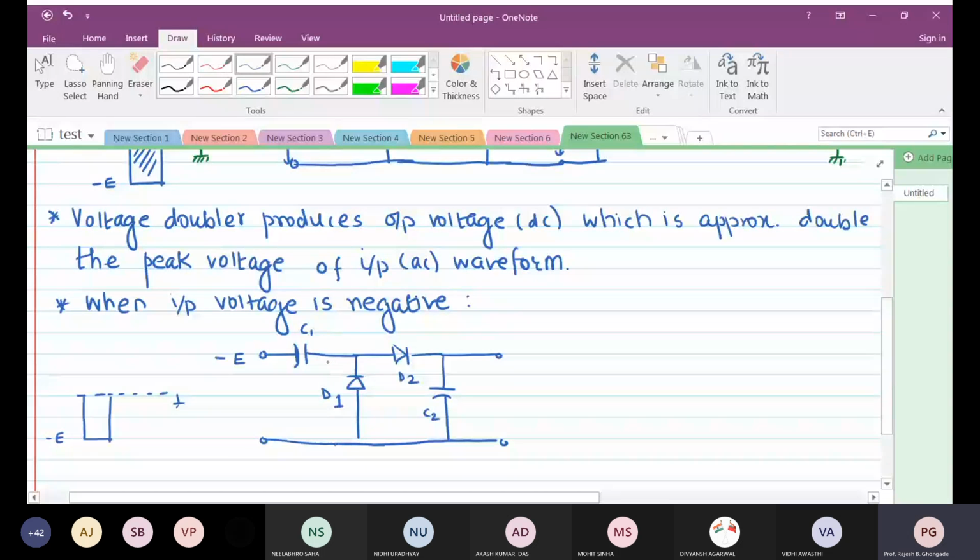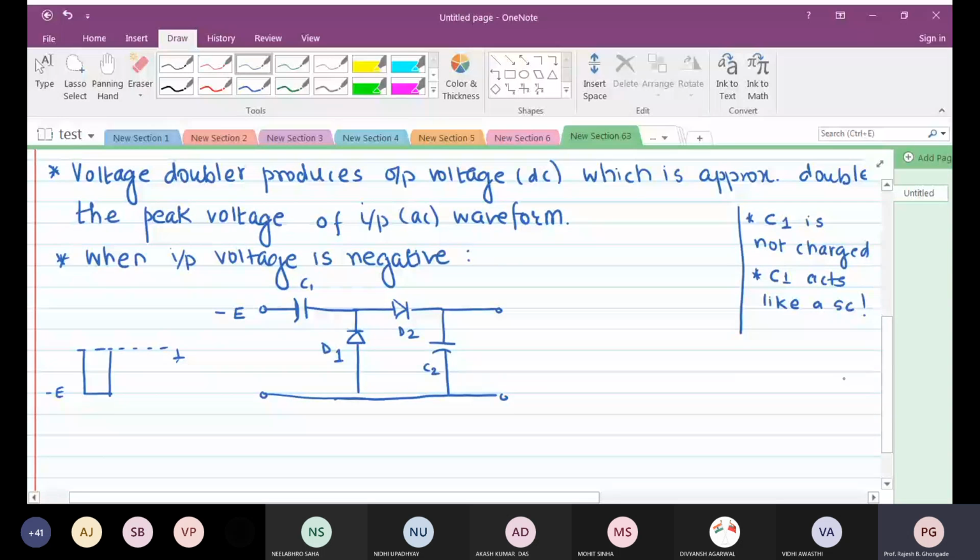We have already seen this. Always, we start by assuming C1 is not charged. Yes, it is short circuit. And when a capacitor is not charged, it will act as a short circuit. Yes, excellent. It will act like a short circuit. So as if this capacitor is not there initially, when it is uncharged for the very first cycle.